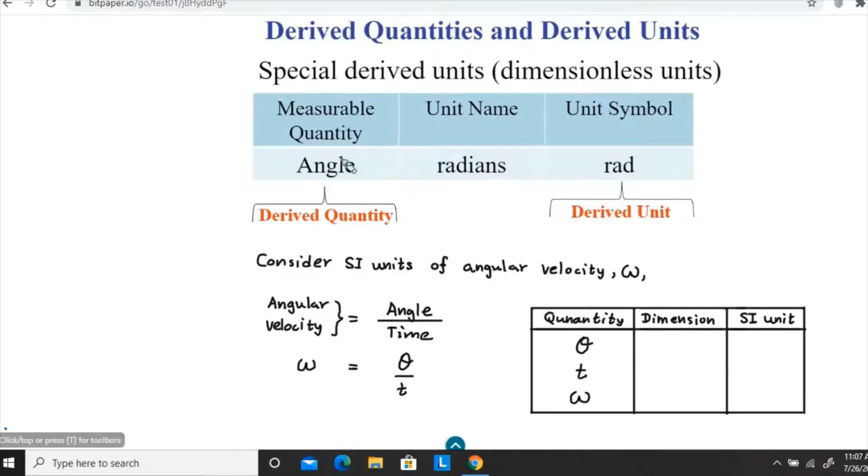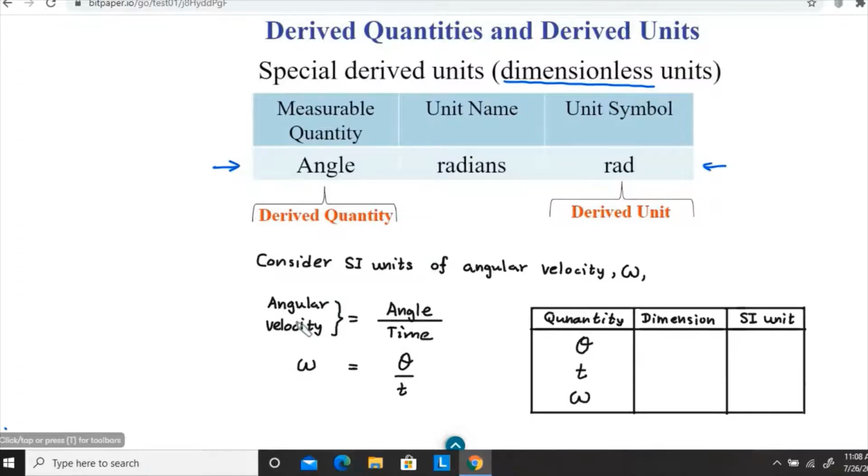The third type of derived SI units are called special derived units. The reason for that is these units are dimensionless. We talked about dimensions earlier in this video. So these units are dimensionless units. In our course, we are only going to talk about one type of unit that is dimensionless. That's the units for angle. The unit name is radians and the unit symbol is simply rad, R-A-D.